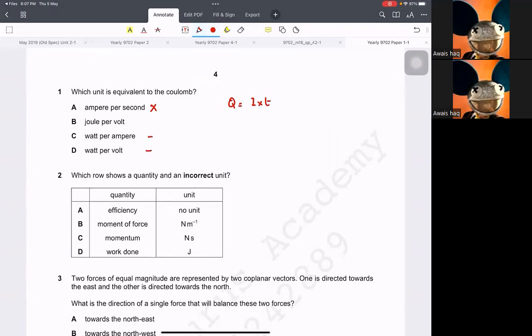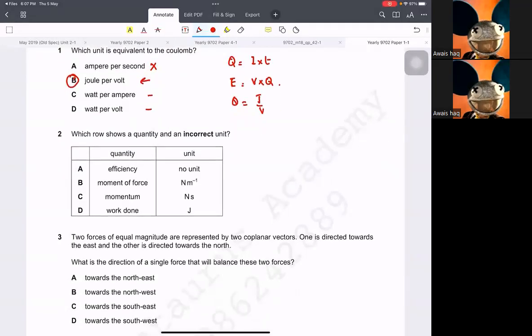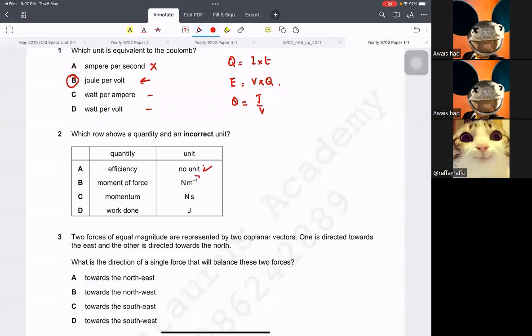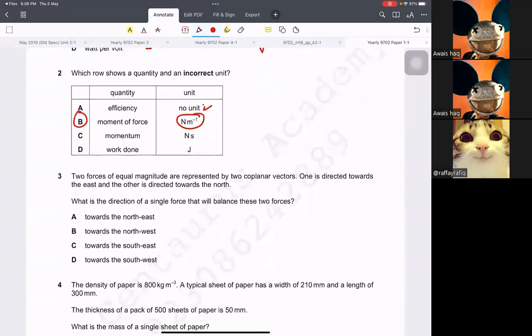Don't know this, don't know this. This could be something because energy is voltage times charge. So charge will be joules over volts. So this could be correct. Then which shows a quantity that has incorrect units? Efficiency, that's right. Moment of a force, Newton per meter. That's wrong.